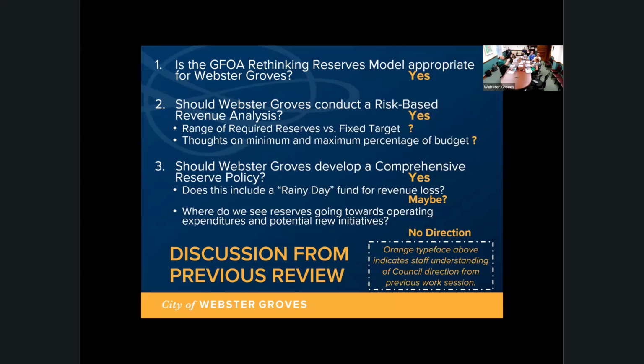Do you go with a range of required reserves? Many of our counterparts have, we want to have between 10% to 20% of the budget. Or we want to have between $3 million and $5 million. You can have different values there. Or do we have a fixed target like we have? We want to be at 50% of the general fund budget on our current policy. We didn't get an answer to that because I didn't expect to get an answer on that. That's part of what the tool is going to tell us.